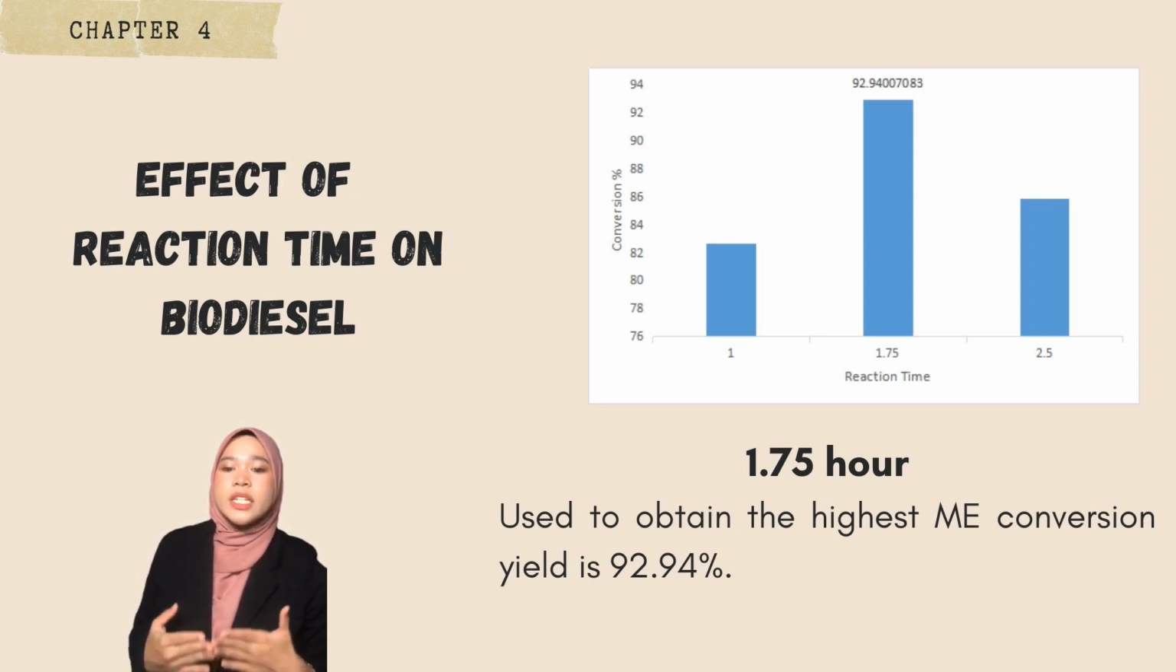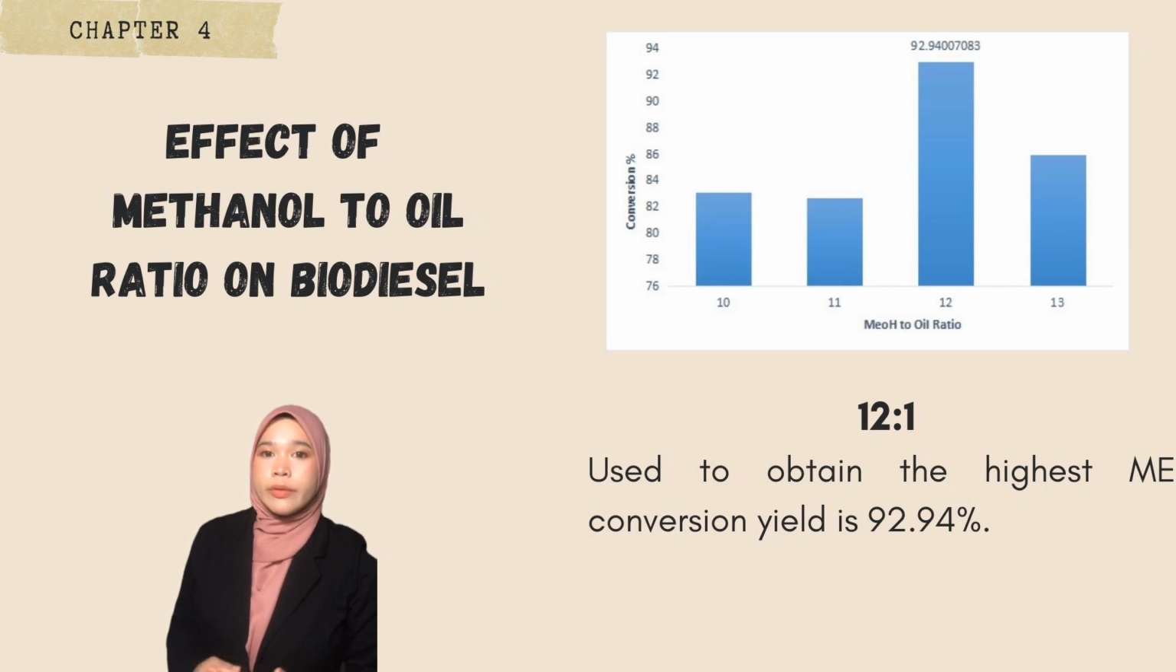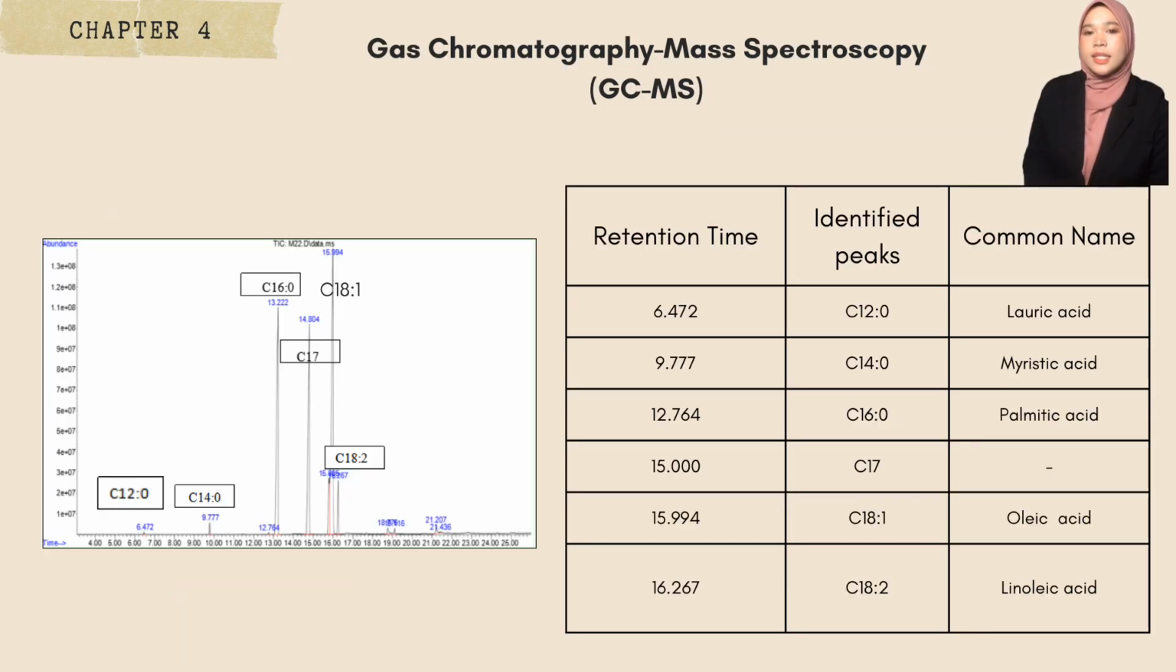So for the reaction time, 1.7 hours was used to obtain the highest methyl ester conversion yield, which is 92.94%. Effect of catalyst amount on biodiesel, 5% was used to obtain the highest methyl ester conversion yield, which is 92.94%. After that, the effect of methanol to oil ratio on biodiesel, 12:1 was used to obtain the highest methyl ester yield, which is 92.94%.